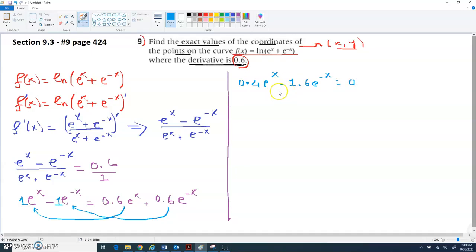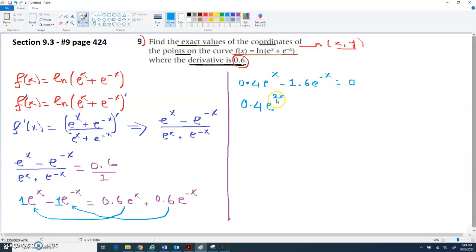So how would I solve for this problem? Now it's come down to algebra. What can I do to solve it? One way is to multiply all the terms by e to the x. If I multiply this by e to the x, I will have 0.4 e to the 2x. Remember, when you multiply the same base, you add the exponents, right?